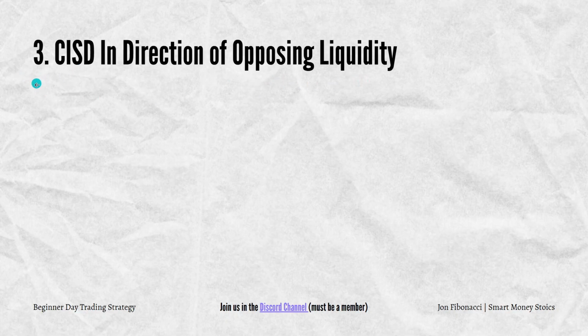All right, after that, what we want is a CISD in the direction of opposing liquidity, and that is just an acronym for a change in the state of delivery, or a shift in price delivery if you want to call it something different. But for short, CISD in the direction of opposing liquidity.